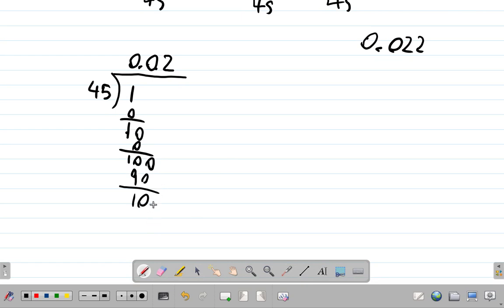Multiply the 10 by 10, you get 100. 45 into 100 goes 2 times. 2 times 45 is 90. 100 minus 90 is 10. But you will see that you are really repeating yourself. And you stop at that point because that is two significant figures.